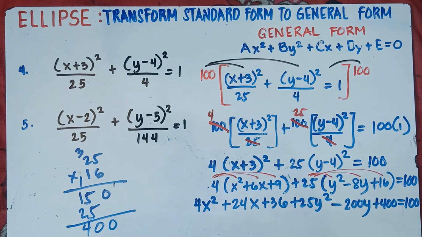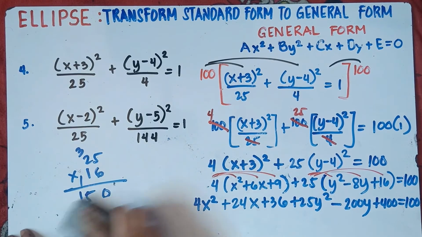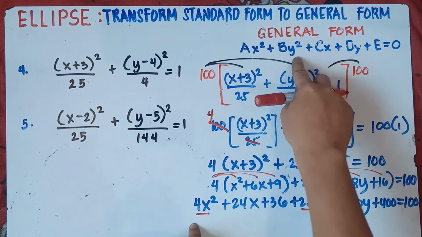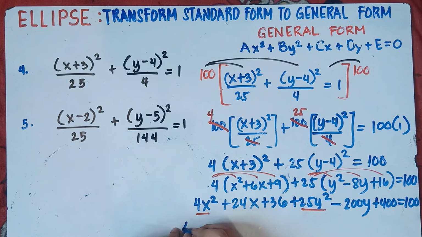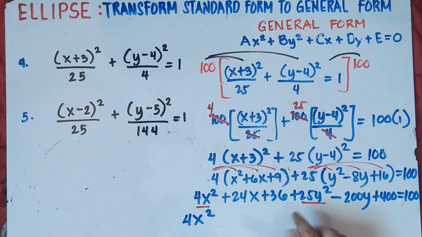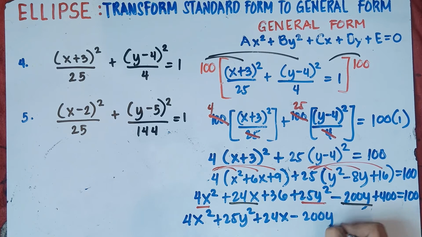Alright, so I hope you're still with me, class, for this one. So let's arrange, class, and then combine like terms. Let's arrange. So this one comes first, x squared and y squared. Check the equation, class. We have x squared and y squared. So we have 4x squared. Copy 4x squared, then plus 25y squared. Then next will be x and then y. So we have positive 24x, negative 200y.